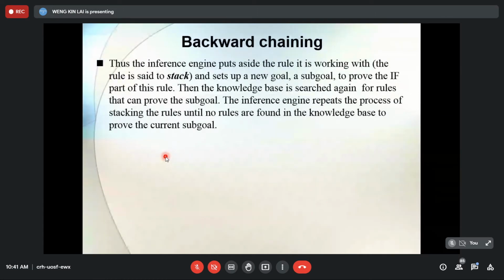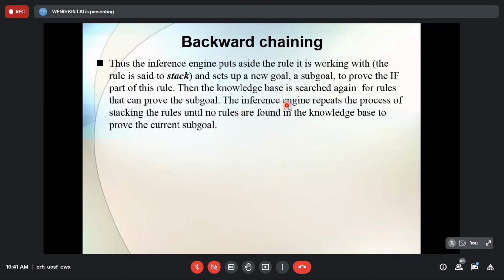So therefore, your inference engine puts aside the rule it's working on, setting it on a stack, and sets up a new goal or sub goal, so to speak, to prove the if part of this rule. Then the knowledge base is searched again for rules that can prove the sub goal. So you have your main goal and then a sub goal. You stack it up and then go back.